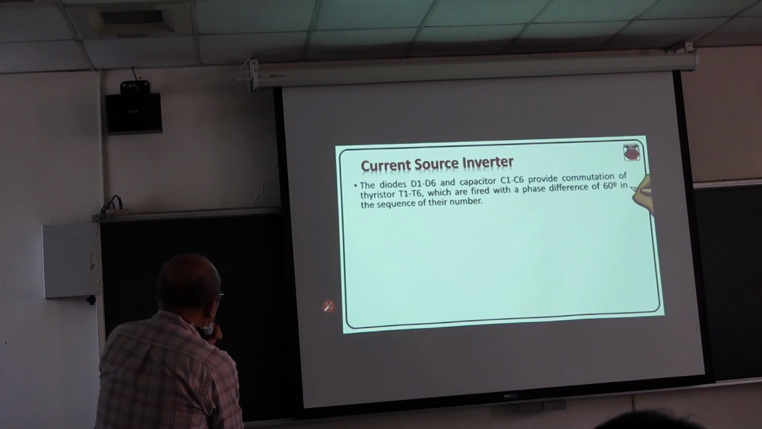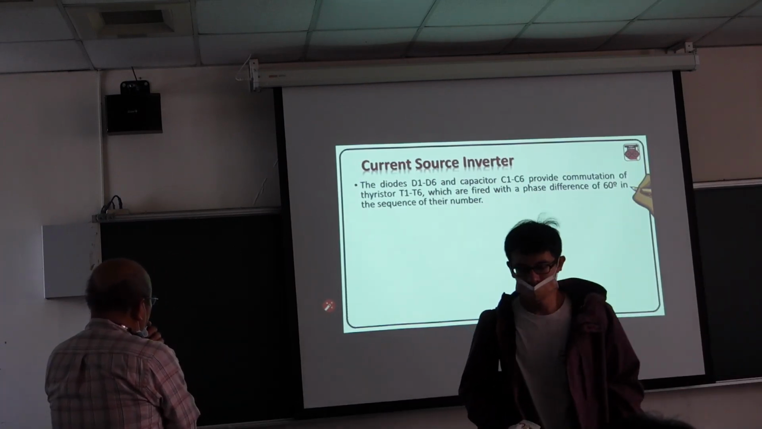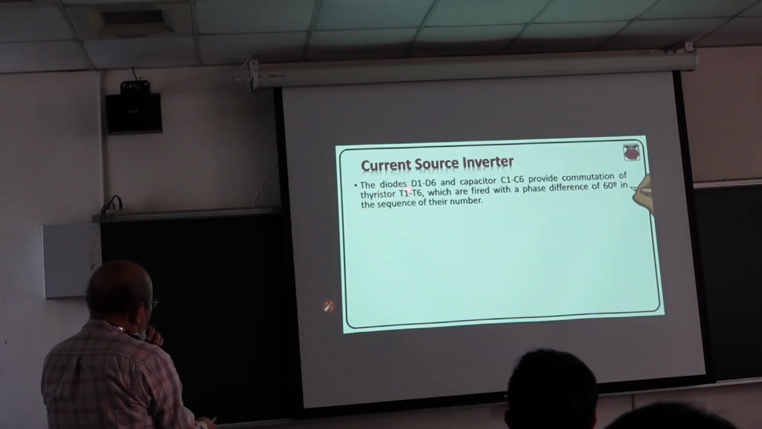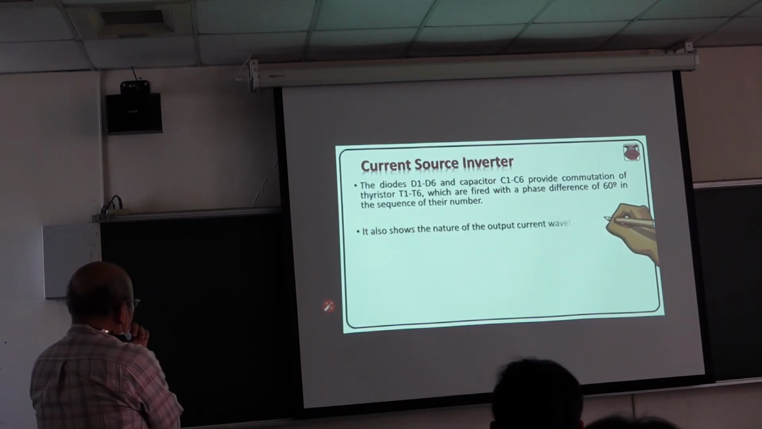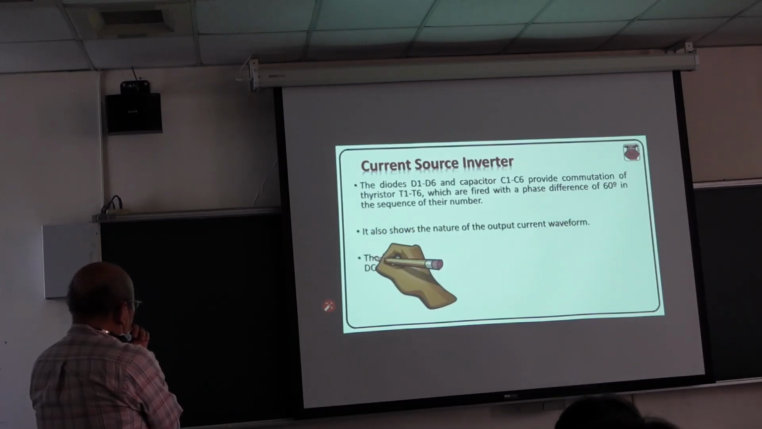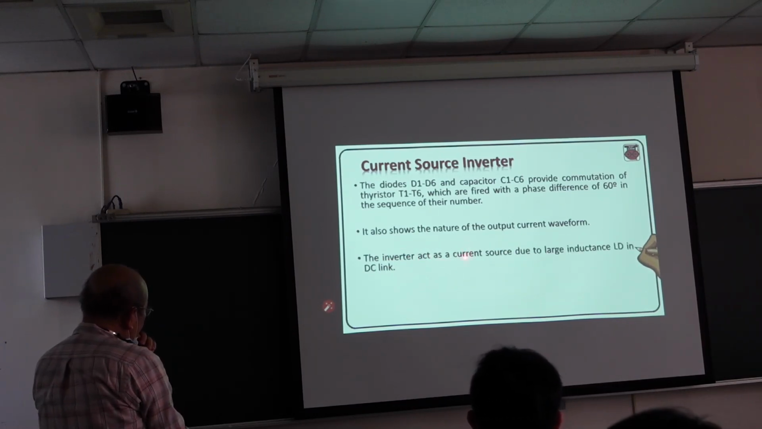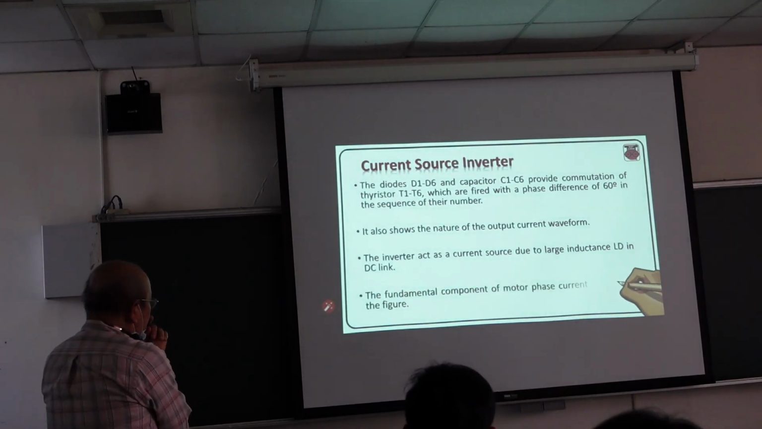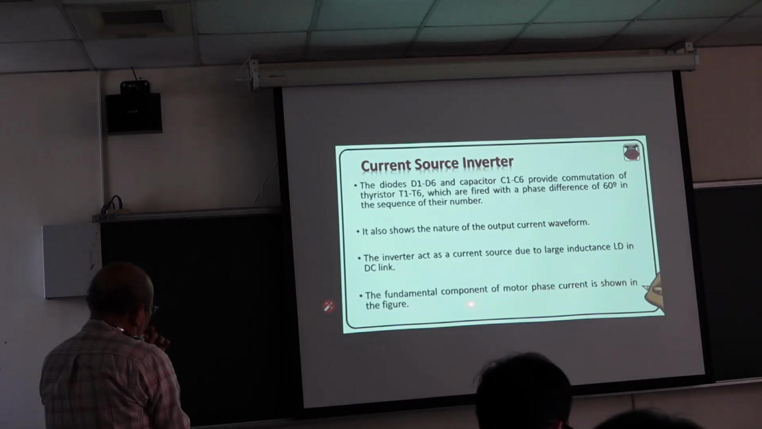The diodes D1 to D6 and capacitors C1 to C6 provide the combination with the thyristors. So we use thyristors, not IGBTs. They are fired in the sequence of their number. It also shows the nature of the output current waveform. The inverter acts as a current source due to the large inductor, not the voltage source. The fundamental motor phase current is shown in the figure.